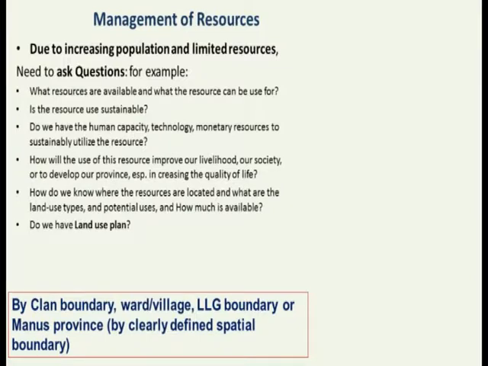What resources are available on my land, from this clan, my community? Okay. What can this resource be used for? Okay. Is the resource use sustainable? If I'm going to use a mangrove for conservation, is it sustainable? Okay. How will the use of resources improve our livelihood, our society, and develop our province?